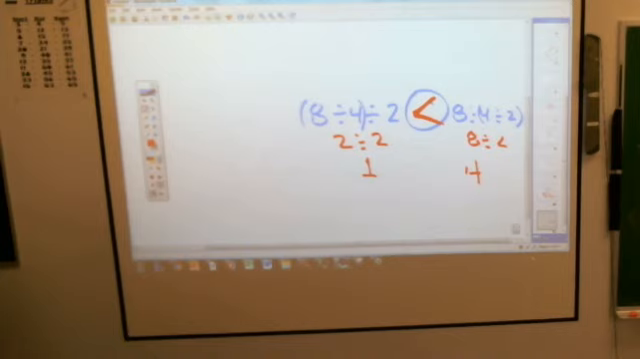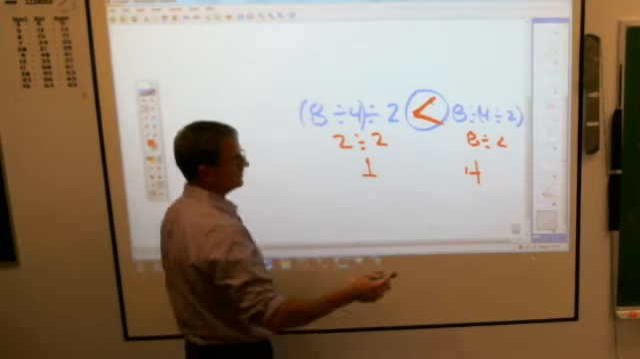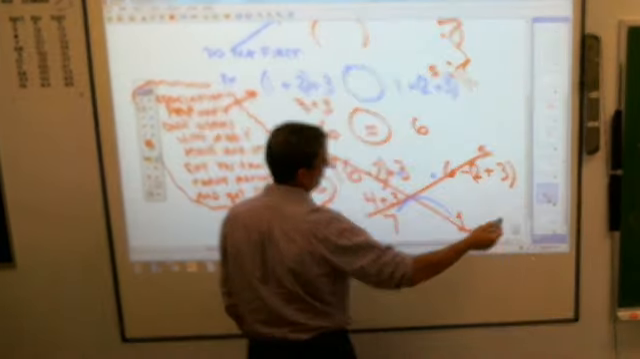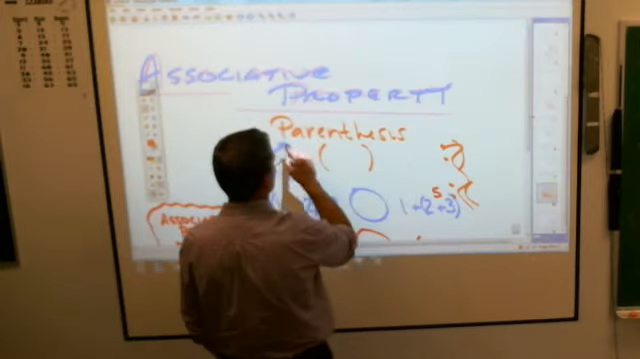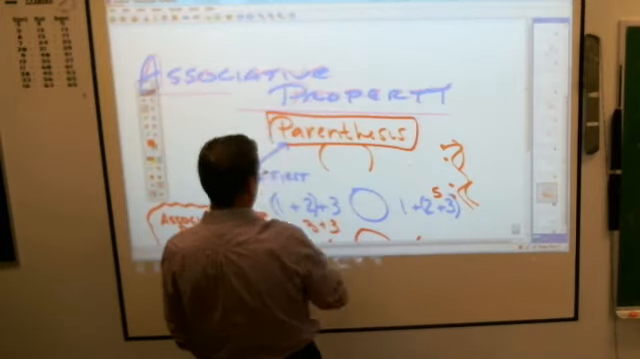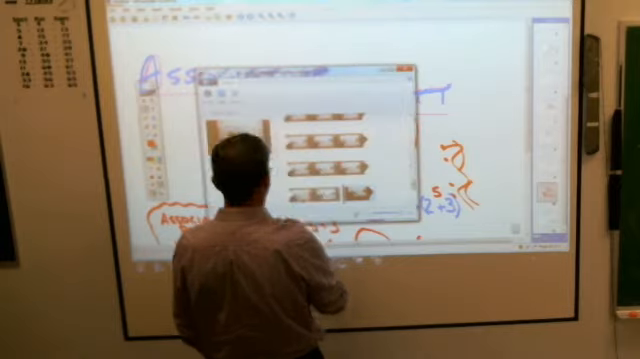That's really the only thing. You just have to remember that you have to do parentheses first. Parentheses have to be done first. Highlight that whole thing.